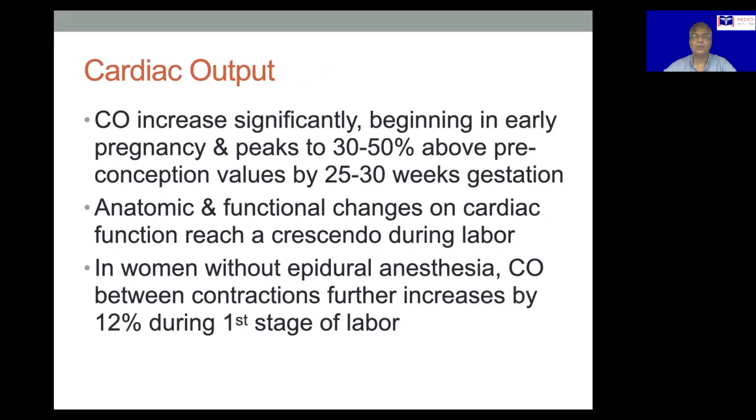Coming to cardiac output. Cardiac output significantly increases beginning in early pregnancy and peaks to 30 to 50% above preconception values by 25 to 30 weeks of gestation. Anatomic and functional changes on cardiac function reach a crescendo during labor. In women without epidural anesthesia, cardiac output between contractions further increases by 12% during the first stage of labor.